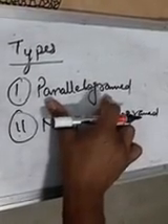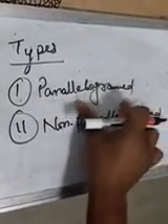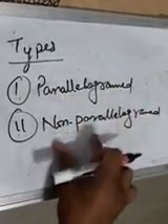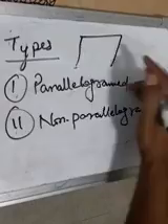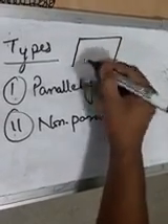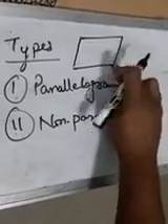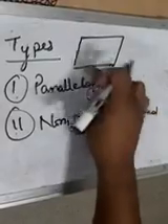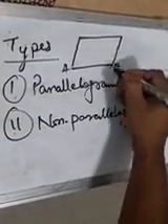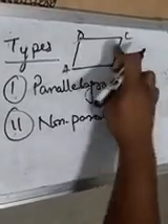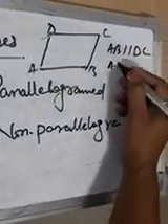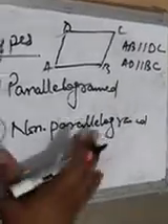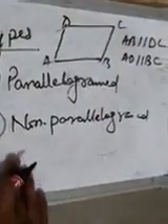So what is a parallelogram? A parallelogram is a quadrilateral which will have what? Opposite sides parallel. Means if a quadrilateral has opposite sides parallel to each other, then we call such a quadrilateral a parallelogram. As you can see here in this figure, suppose A, B, C and D. Here AB is parallel to DC and AD is parallel to BC. So if in a quadrilateral the opposite sides are parallel to each other, then we can call it the parallelogram type of quadrilateral.